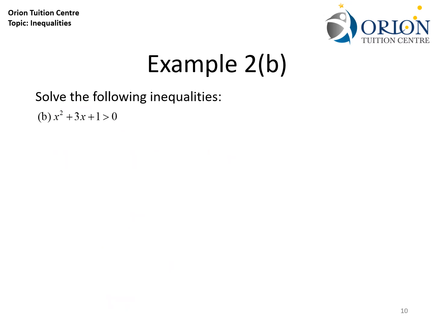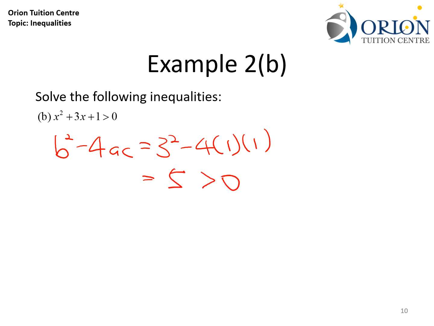Lastly, in example 2b, we also have a quadratic inequality where the quadratic expression cannot be factorized. And therefore, let's check our b squared minus 4ac. b squared minus 4ac will be equal to 3 squared minus 4 times 1 times 1, which is equal to 5, which is more than 0, and therefore there will be two real roots. So now let's solve for the roots of this equation using our quadratic formula. The roots will be equal to minus 3 plus or minus square root of b squared minus 4ac, which is 5, over 2a, which is 2.